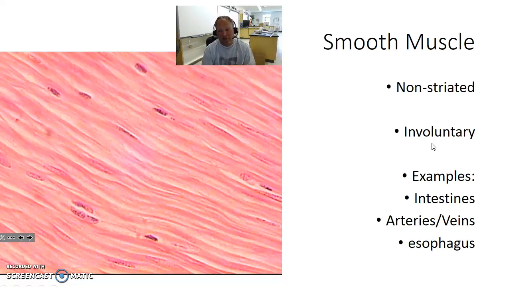And if you look at your examples, these are your intestines, your arteries and veins, your esophagus, okay? You don't control those.